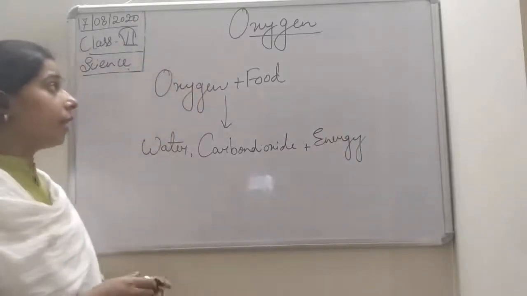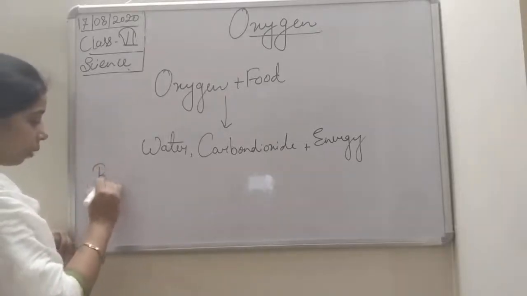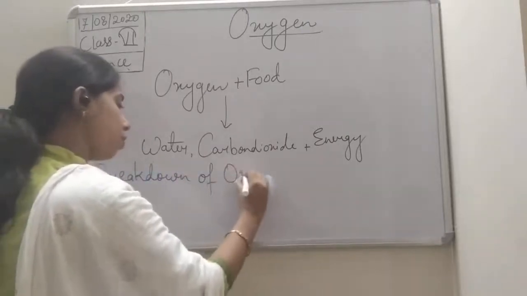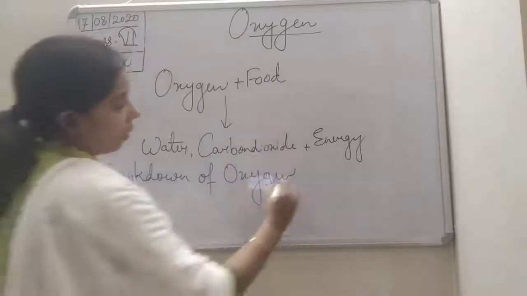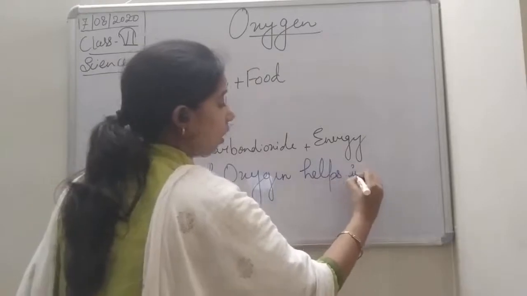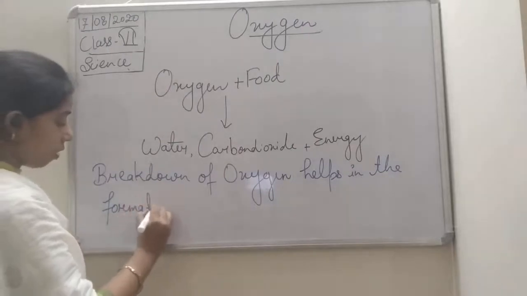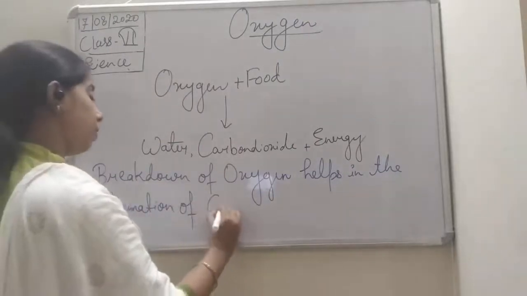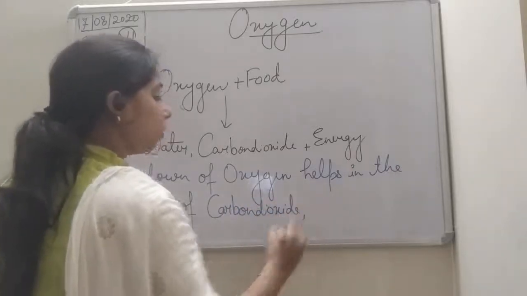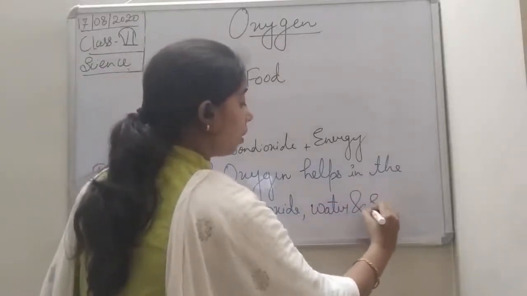Okay, so we can say that oxygen in the process of respiration, what happened? Breakdown of food helps in the formation of carbon dioxide, then water and energy.